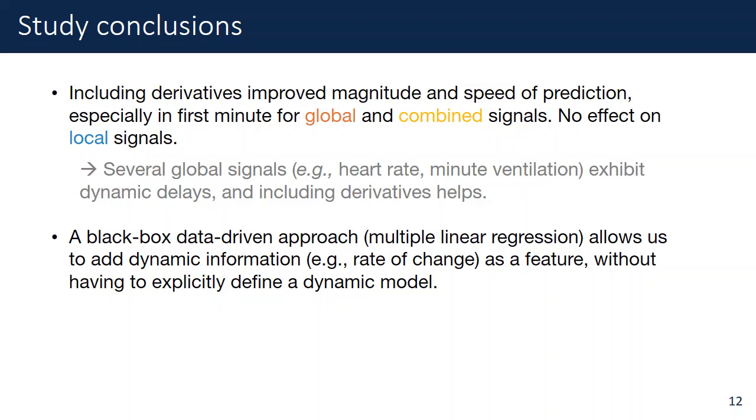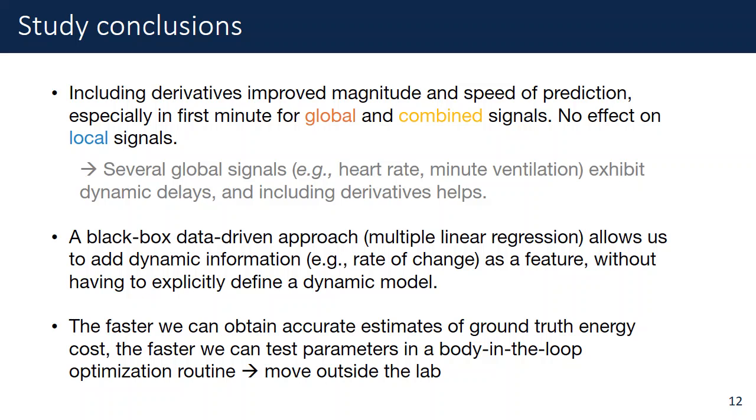In a black box data approach, like the multiple linear regressions we used, we're allowed to add information about a signal's rate of change using the derivative as a feature. And this means that it can be applied to a variety of different signals without having to first identify an explicit dynamic model.